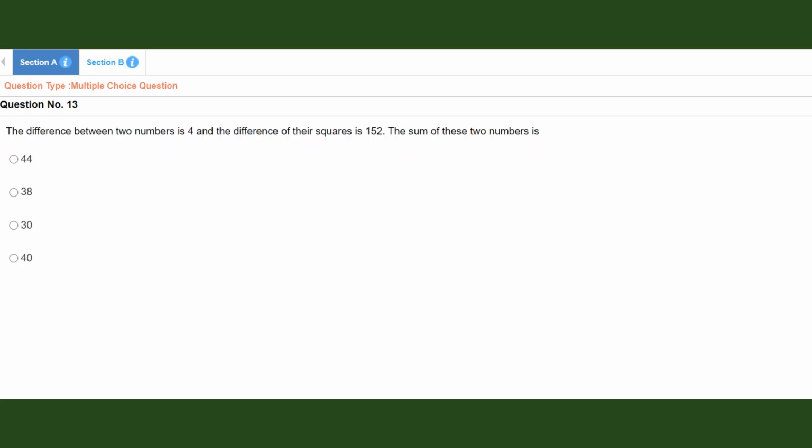Question number 13. The difference between two numbers is 4 and the difference of their squares is 152. Then the sum of these two numbers is what? Given options 44, 38, 30 and 40.